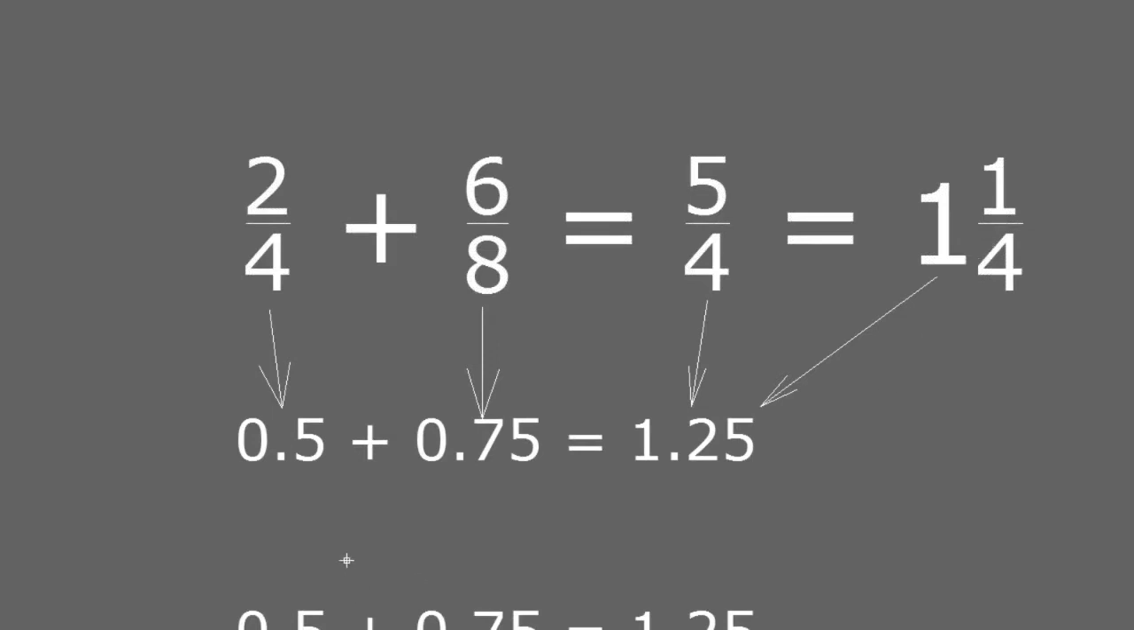Now, if we want to know if two sides of the equation are the same, one way that we can verify is to change these numbers into decimals. 2 over 4, you could simplify it to 1 over 2.